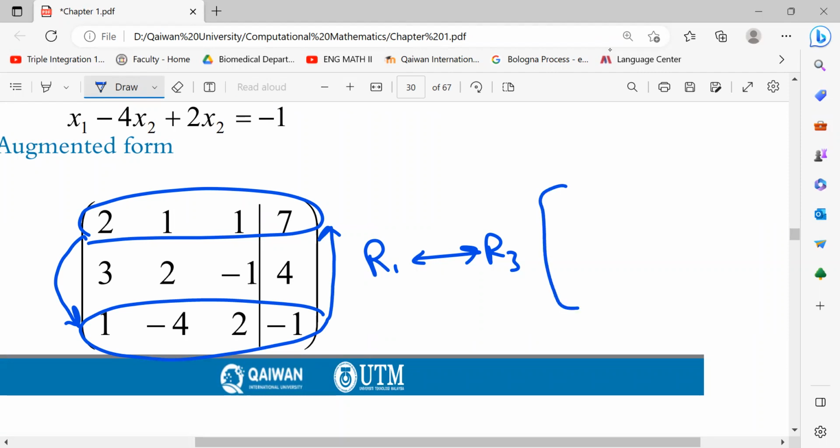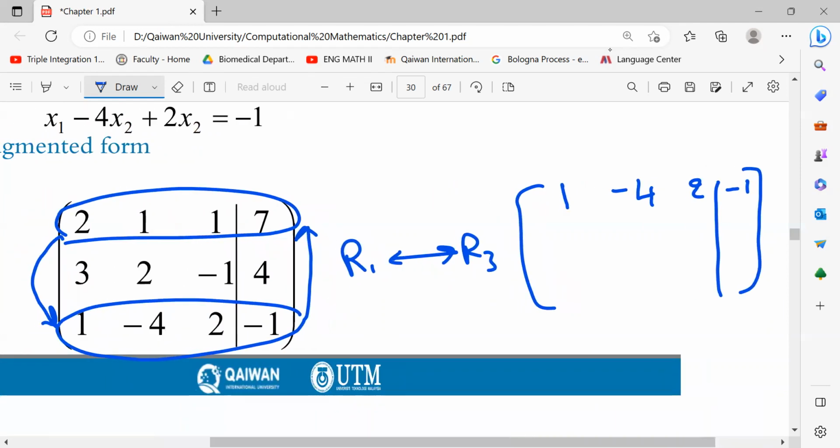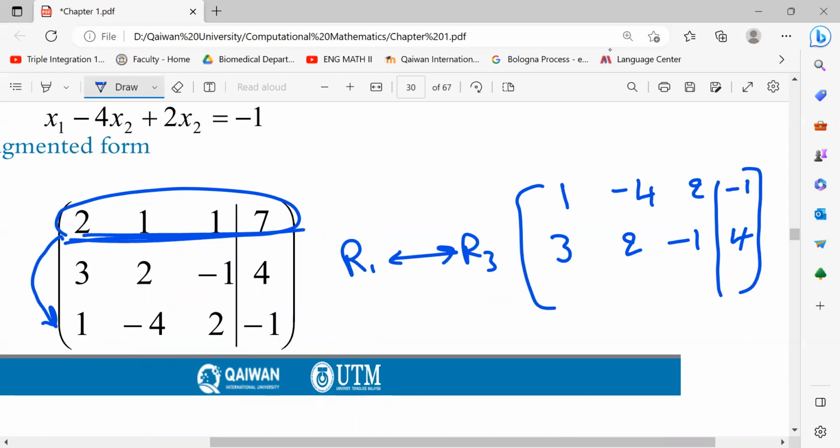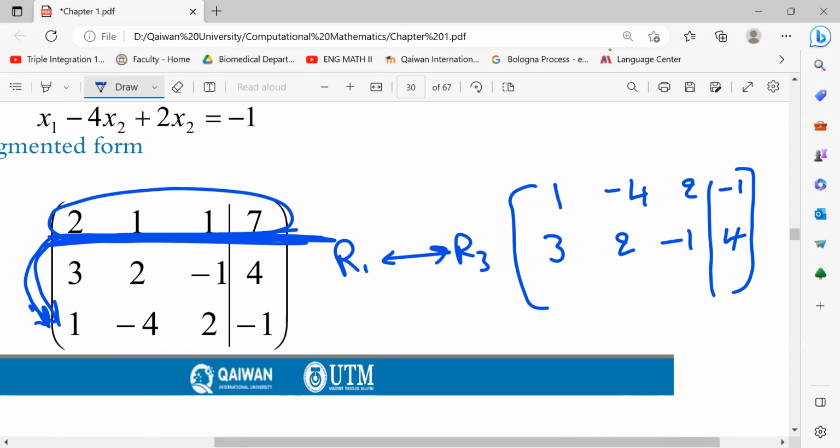What we get? The matrix becomes, first we have row 3: 1, minus 4, 2, minus 1. As you see, the third row comes to first. And the second row is still the same, at the same location: 3, 2, -1, 4. We haven't swapped it with any other row. So it's still the second row. Row 1 moves down to row 3, so now we replace row 3 by 2, 1, 1, 7. As you see, we just swapped rows 1 and 3.